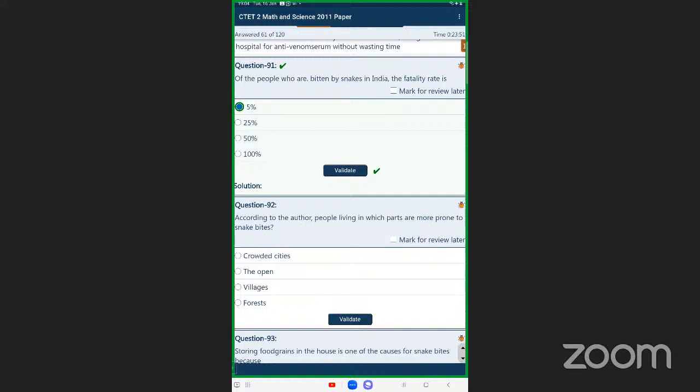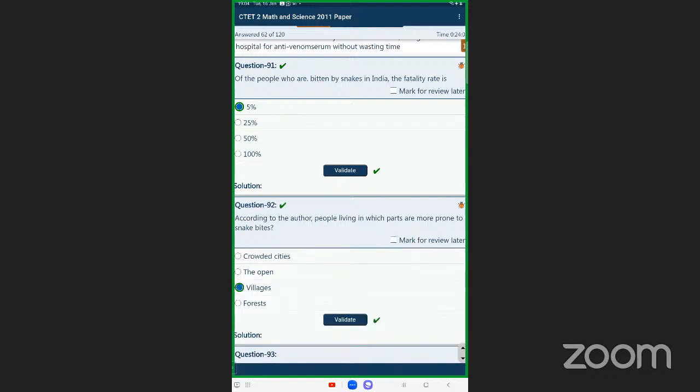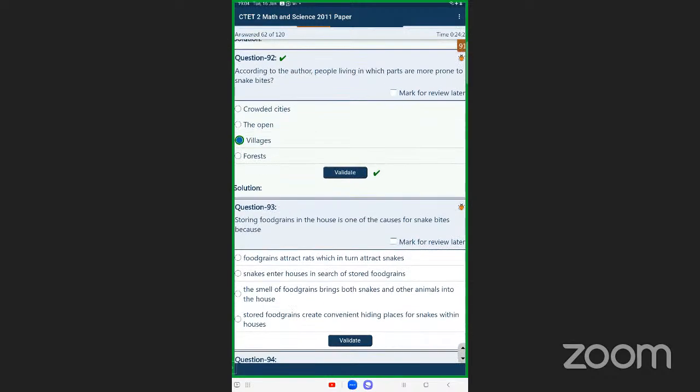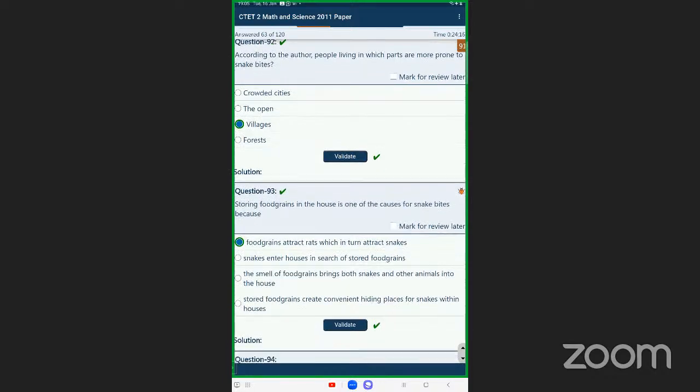According to the author, people living in which part are more prone to snake bite, student? It is the villagers, student, who are more prone. Next one you see, student. Next question is storing. Okay, storing food grains in the house is one of the causes of snake bite because food grain attracts rats, which in turn attract snakes. Next one.